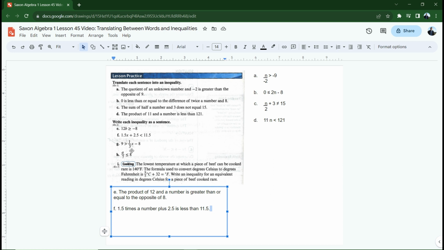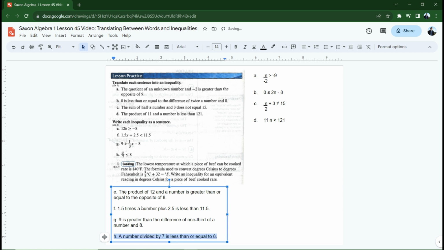9 is greater than 1/3 times a number minus 8. Now, I wrote this a little different. 9 is greater than the difference of 1/3 a number and 8. You could write it that way, but if you want to just be very direct, you could just write 1/3 a number minus 8.